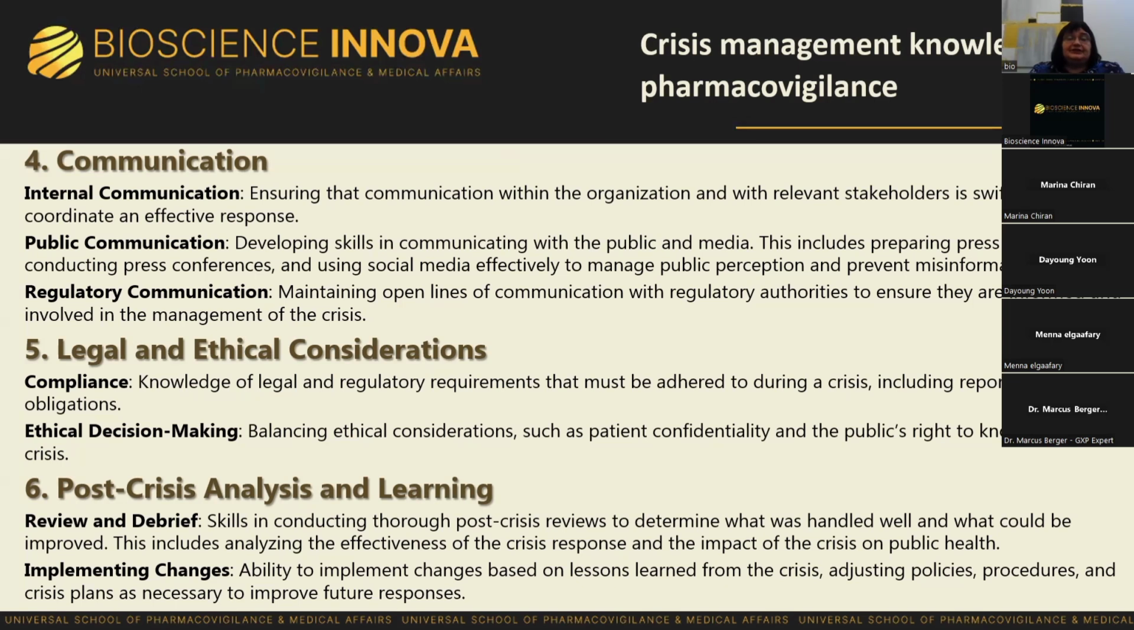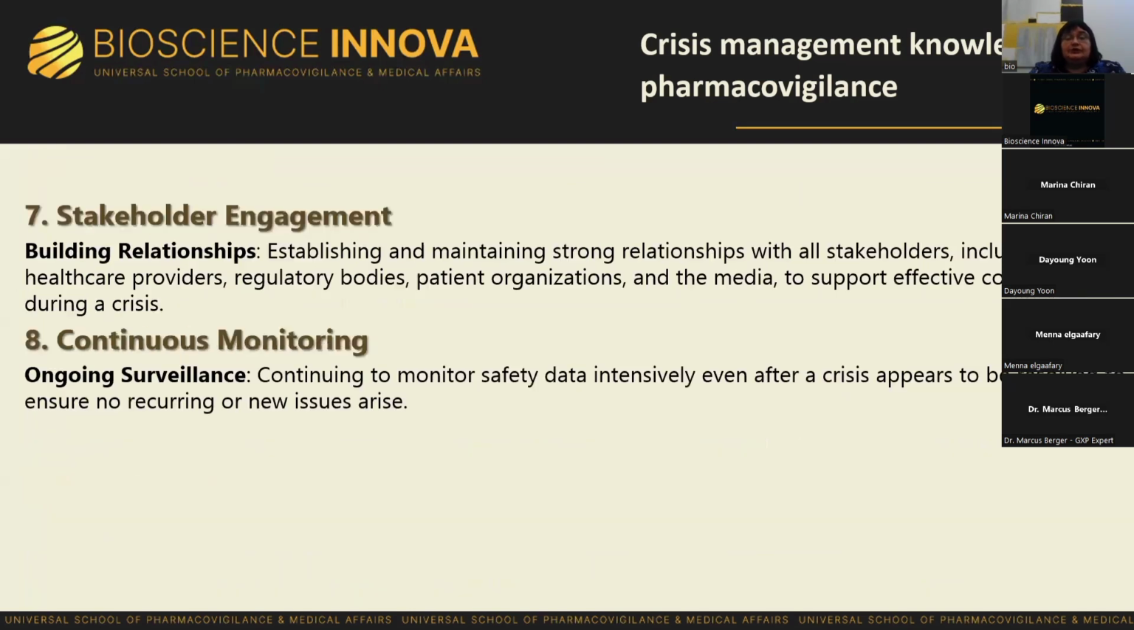Legal and ethical consideration, compliance: knowledge of legal and regulatory requirements that must be adhered to during a crisis, including reporting obligations. Ethical decision-making: balancing ethical considerations such as patient confidentiality and the public's right to know during the crisis. Post-crisis analysis and learning, review and debrief: skills in conducting thorough post-crisis reviews to determine what was handled well and what could be improved. This includes analyzing the effectiveness of the crisis response and the impact of the crisis on public health. Implemented changes: the ability to implement changes based on lessons learned from the crisis, adjusting policies, procedures, and crisis plans as necessary to improve future responses.